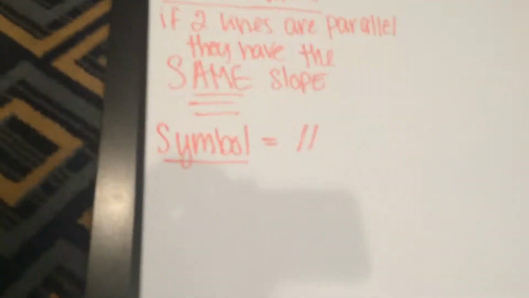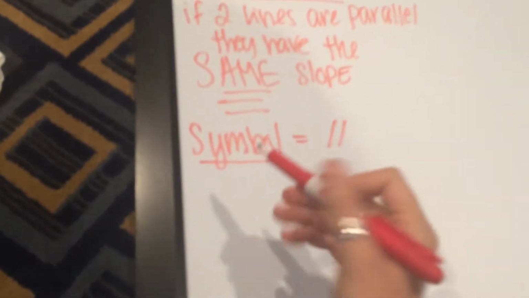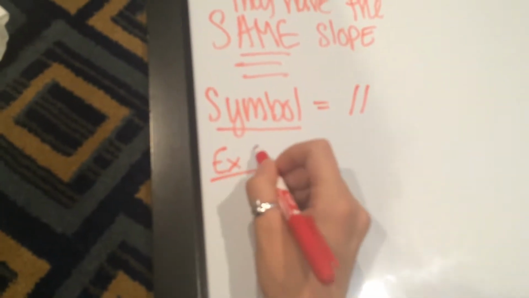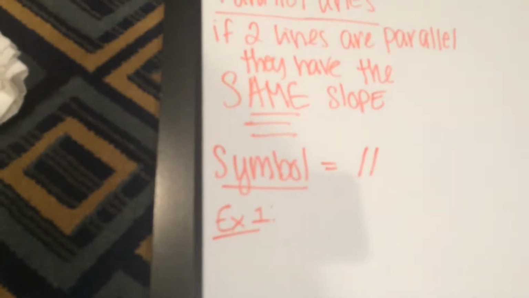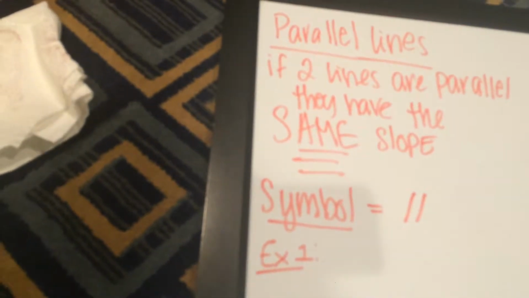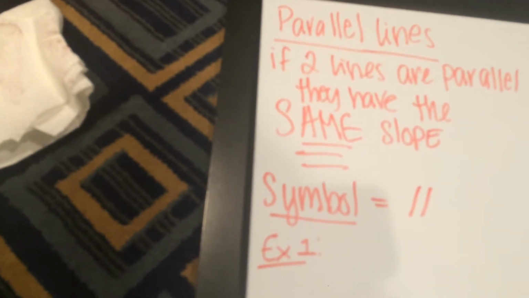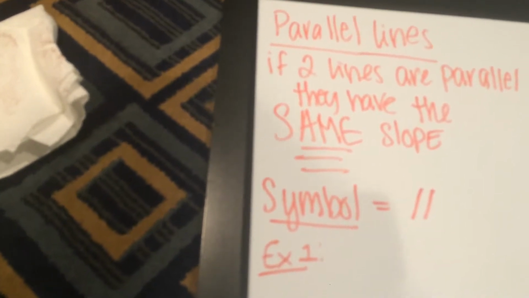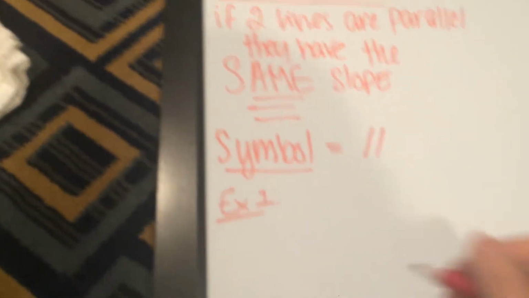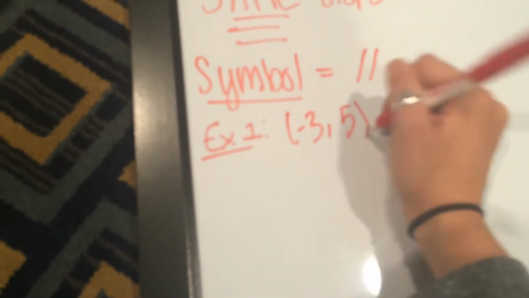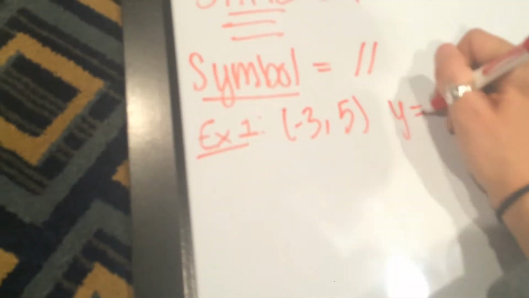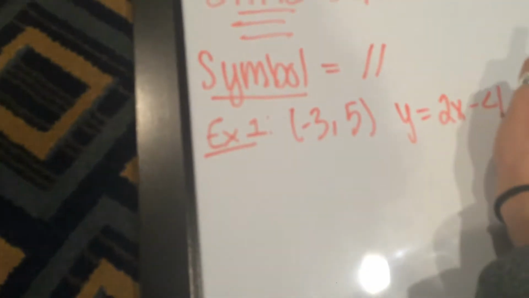Now questions, they will ask something like this. So let's do an example. I'm not going to write it all out, so you could always replay this. It will say, write an equation of a line that goes through the point (-3, 5) and is parallel to the line y = 2x - 4. So it needs to go through the point (-3, 5), and it has to be parallel to y = 2x - 4.